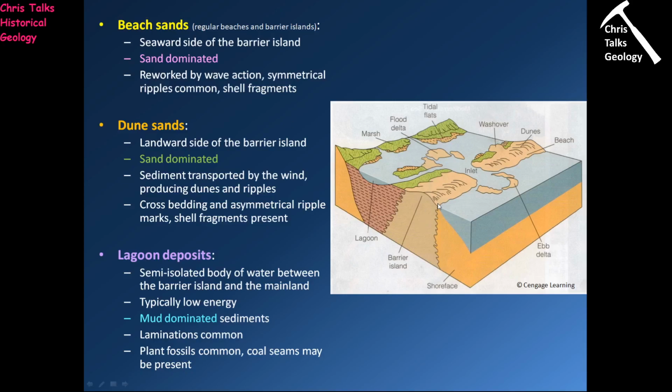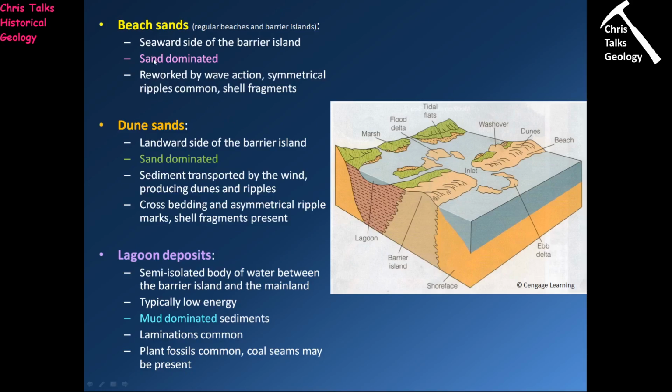So what you've got is a build-up of sand that's exposed to the sea or the ocean. So it's going to be on the seaward side, which means it's going to be reworked by wave action. So you're going to have a situation where you're going to get lots and lots of symmetrical ripple marks forming, because you have bidirectional flow. The water comes up the beach and then comes straight back down the beach back into the ocean basin.